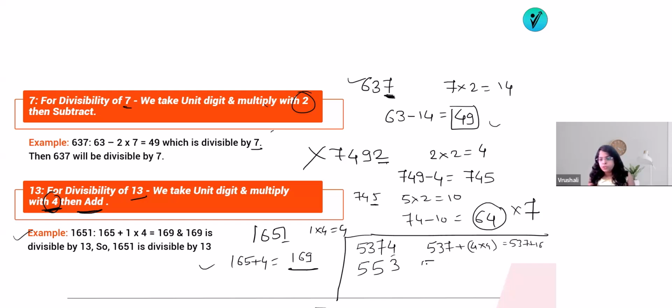Now again, what will you do? 55 plus this 4 into 3. So 55 plus 12, how much does it become? 5 plus 2, 7; 5 plus 1, 6; 67. I know 67 is not divisible by 13. So this number won't be divisible by 13. Sorry, okay, not 7, 13. Okay, that's it. Understood now?